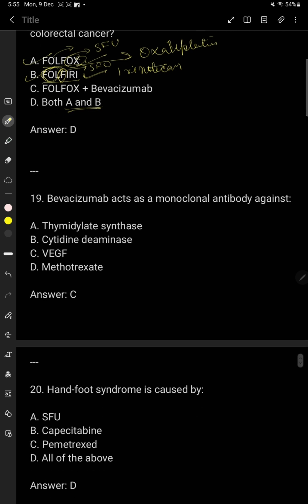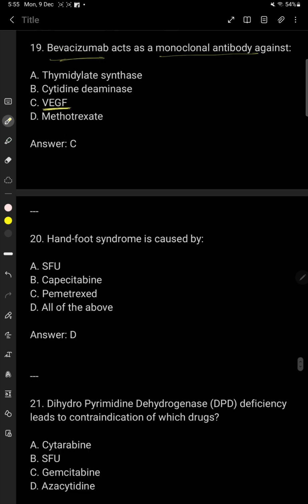Bevacizumab is also used. Bevacizumab is an anti-VEGF monoclonal antibody. It will prevent tumor angiogenesis. Bevacizumab acts as a monoclonal antibody against VEGF.